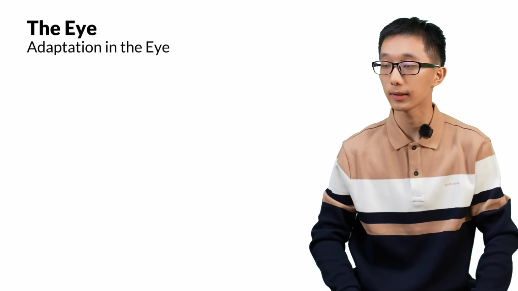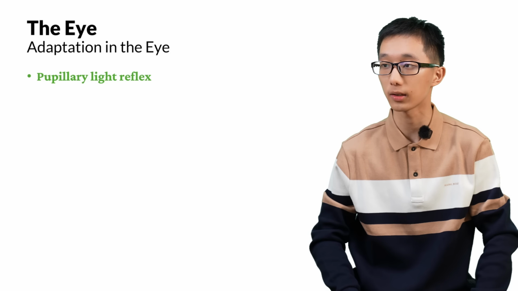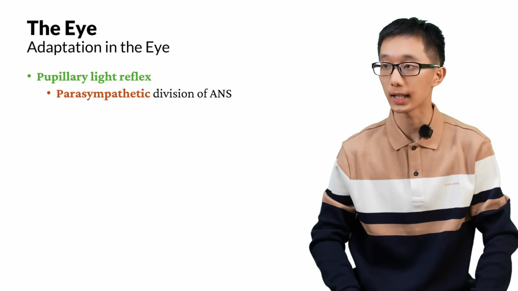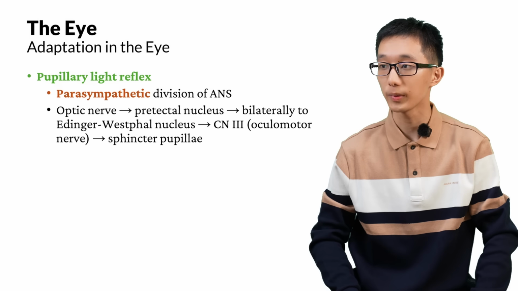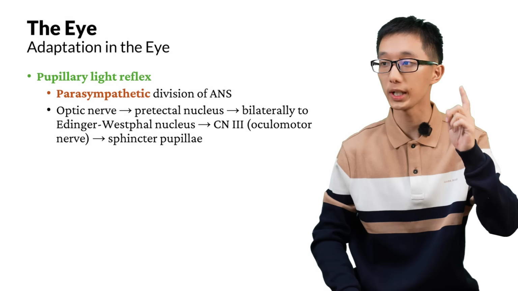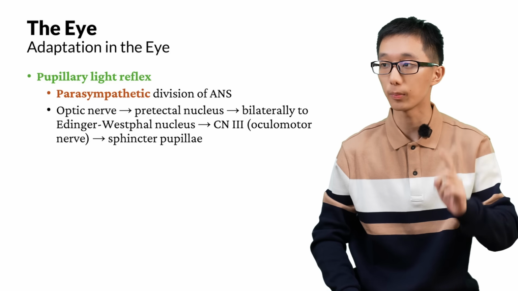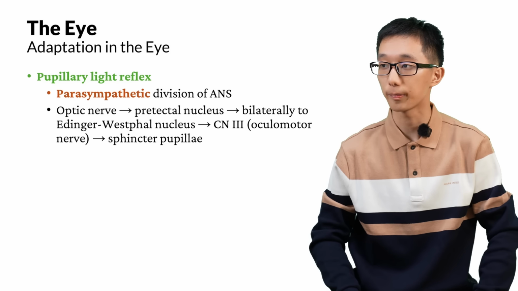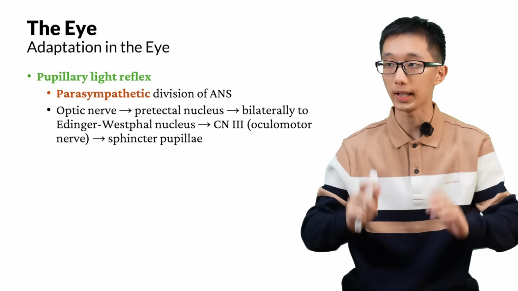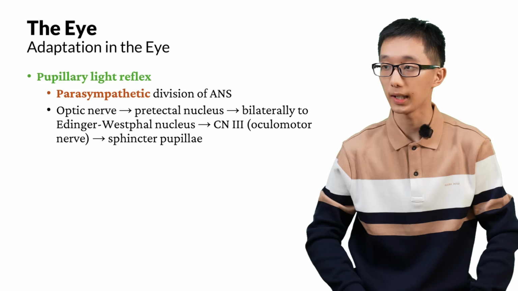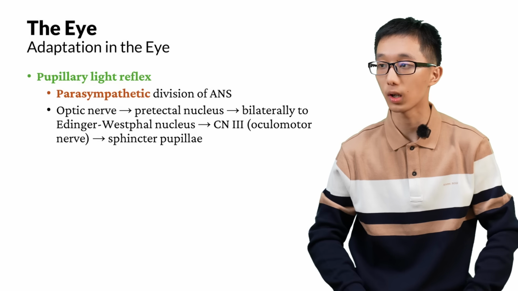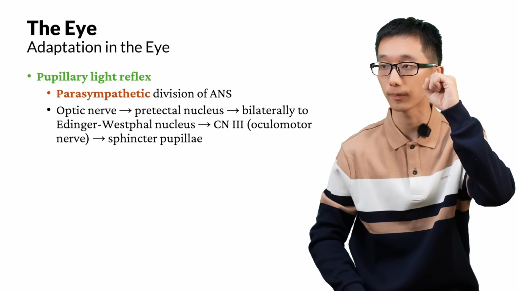The adaptation in the eye. The eye can adapt to the light brightness via the pupillary light reflex. When there is bright light, the parasympathetic division of the ANS is activated. The optic nerve sends the brightness signal to the pretectal nucleus, which is part of the midbrain. Then, the signal goes bilaterally on both sides to the Edinger-Westphal nucleus. The Edinger-Westphal nucleus sends information via the oculomotor nerve to the sphincter pupillae, which is the muscle around the pupil that helps with its contraction.